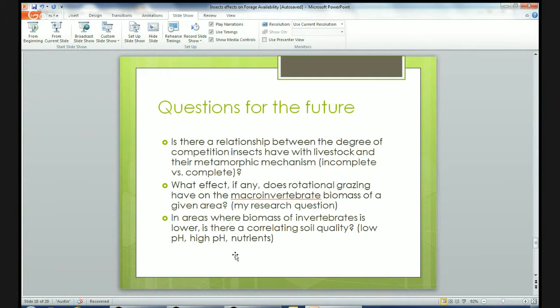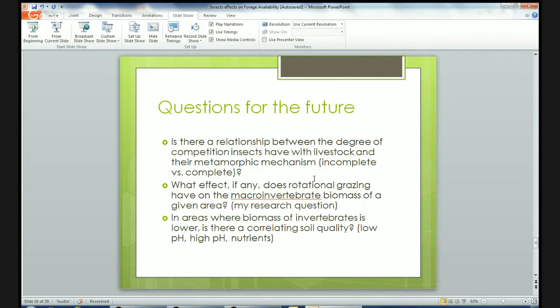So questions that I have for the future are, is there a relationship between the degree of competition that insects are going to have with the livestock and their metamorphic mechanism? I don't know if it matters about incomplete versus complete metamorphism. I think that's a made-up word. Metamorphic behavior. Metamorphic strategy. How about that one? I don't know if there's a difference or not, but I think it's an interesting thing we should look into.